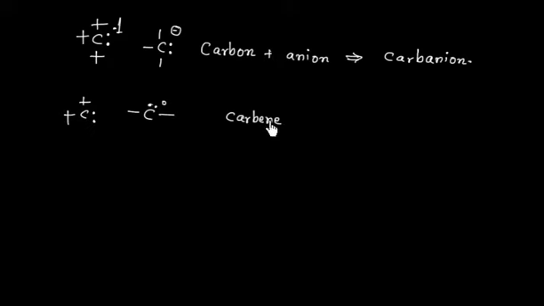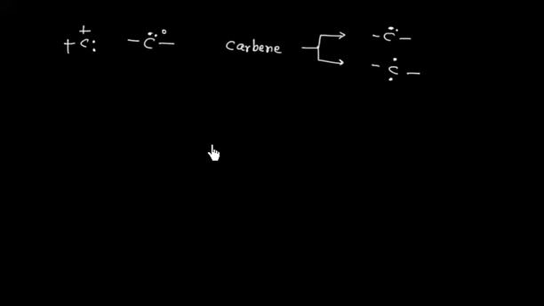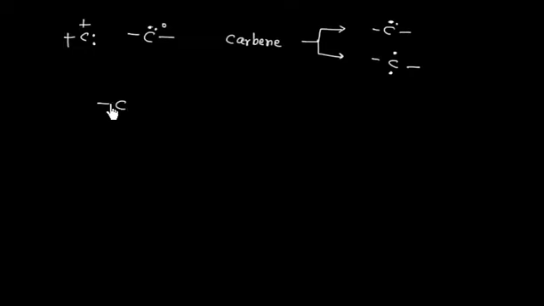Carbene is basically having 2 electrons. Basically, there are 2 kinds of carbene. One carbene is written as something like this. This is one kind of carbene, and you have another kind of carbene something like this. Are you getting or not? We will discuss more details sometime later, but right now let us discuss this kind of carbene, in which the 2 electrons are paired.